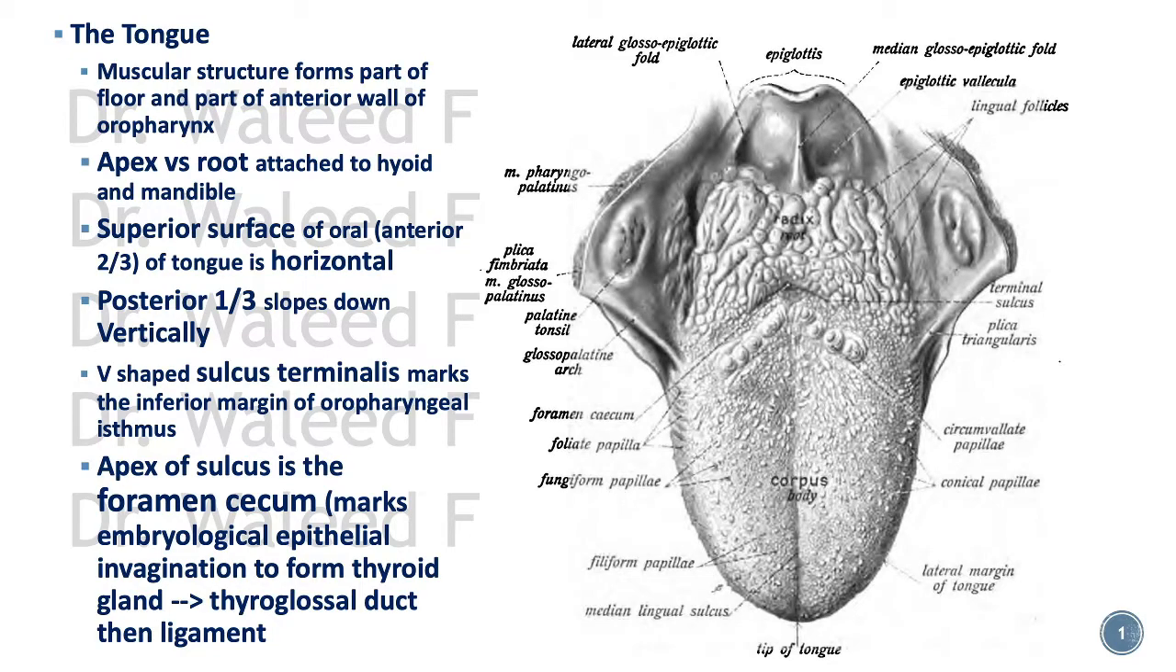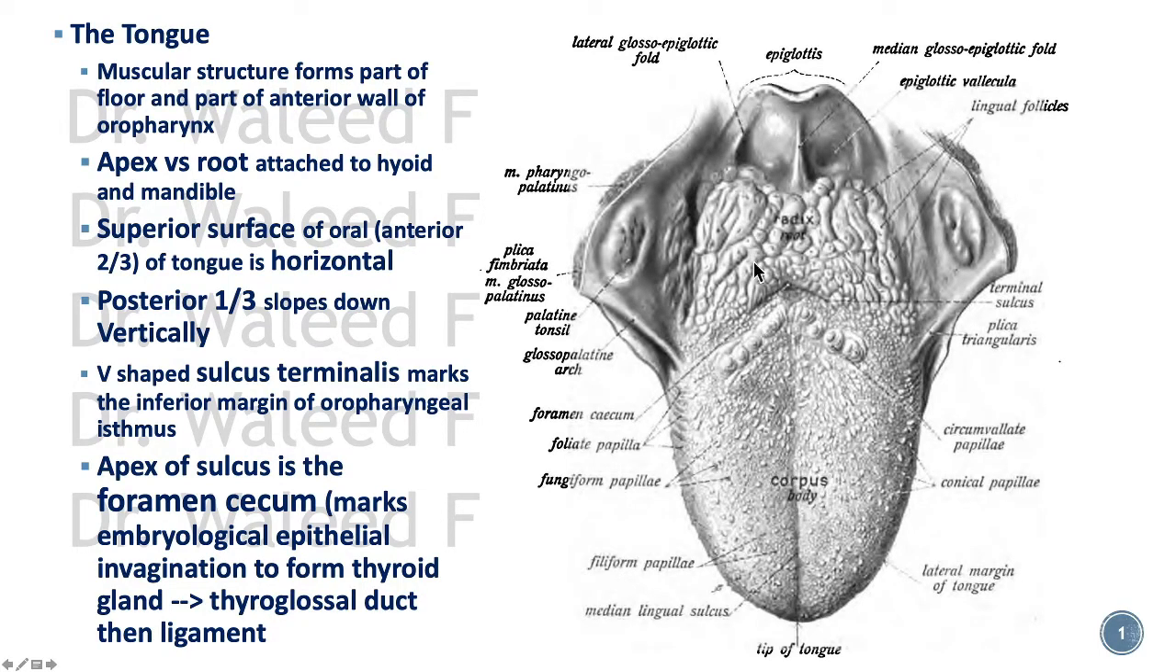It has an anterior or so-called oral part and a posterior pharyngeal part. Now the oral part is horizontal while the pharyngeal part is vertical. Remember this, it forms the wall of the oropharynx, the anterior wall of the oropharynx. It's like hidden back.